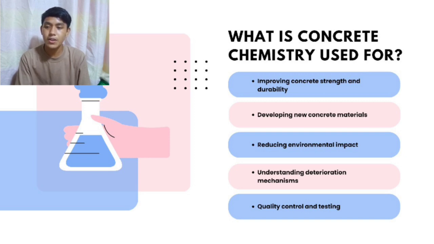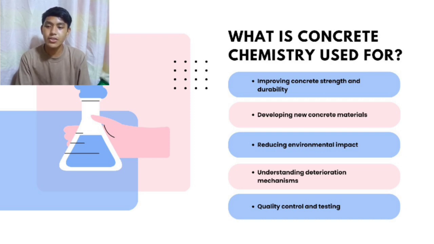It is also used for reducing environmental impact. Concrete production has a significant environmental impact due to carbon emissions generated during the manufacturing process. Concrete chemistry is used to develop alternative materials and processes that can reduce the environmental impact of concrete production.